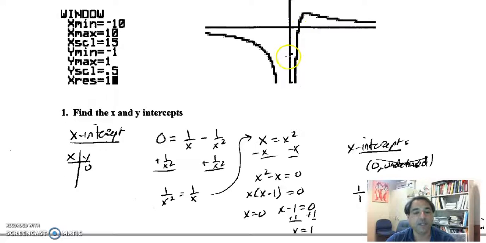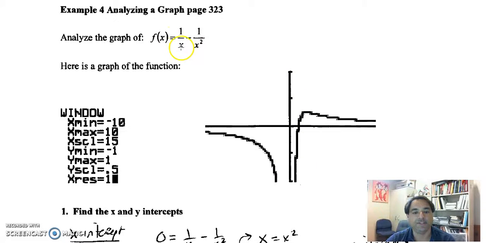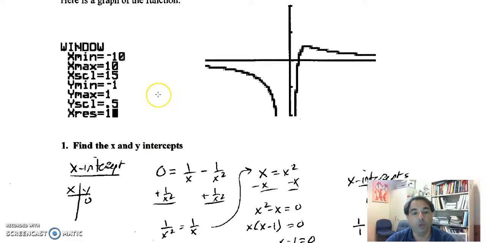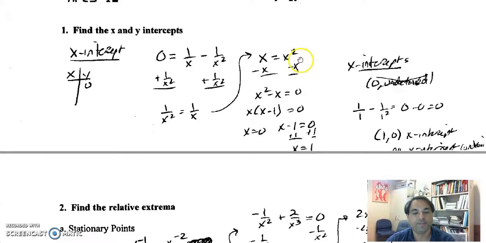For a y-intercept, we go to the original function and make x 0. Well, when I plug in 0 for x, that's undefined. Something's going on there. But the bottom line is there's no y-intercept. But again, it looks like there's an asymptote or something going on there. Okay, so as far as x and y intercepts, we do have one x-intercept at (1, 0).